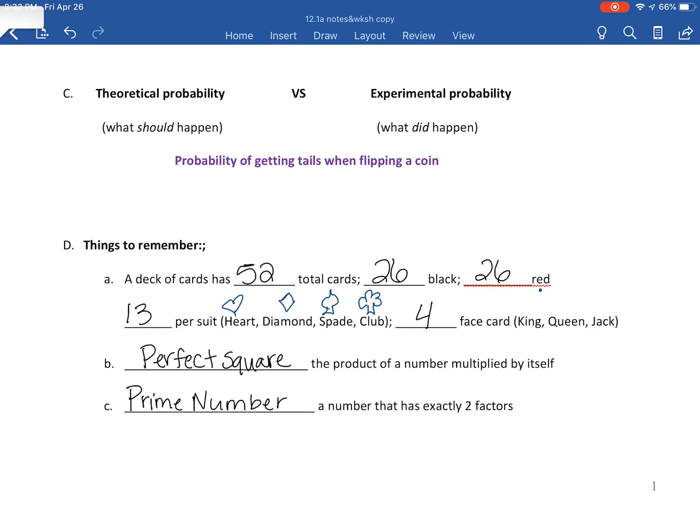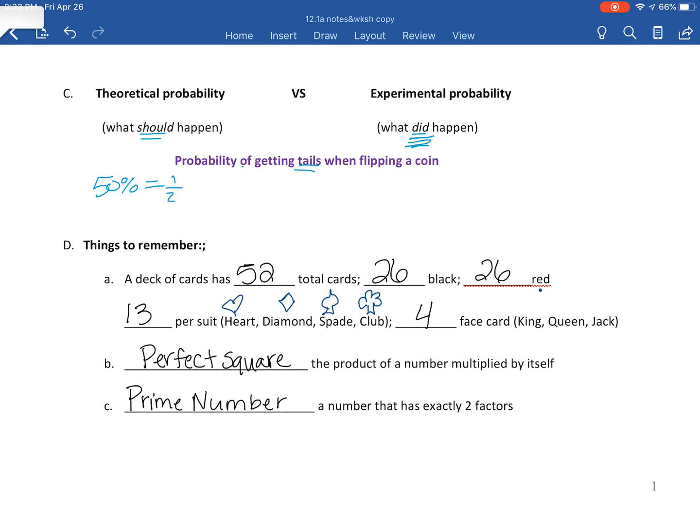We also have something called theoretical probability versus experimental probability. So theoretical probability is what should happen, and experimental probability is what did happen. So for example, if you're trying to figure out the probability of getting heads when flipping a coin, what should happen is that half of the time you should get tails, right? So 50%, or half of the time you should get tails and half the time you should get heads. But if you actually flipped your coin, say 10 times, it might not come out 5 times tails, 5 times heads. So experimental is when you actually do that experiment, what really did happen in that situation.